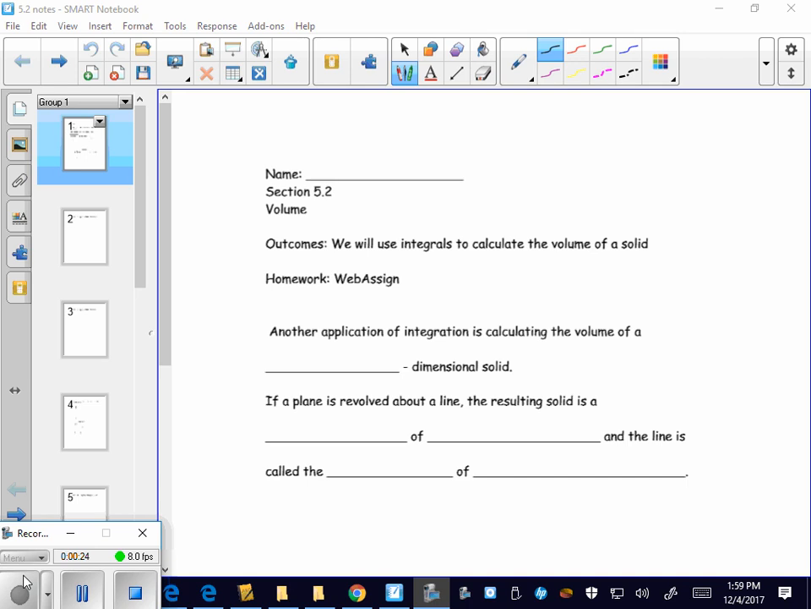Based upon what's already given. Okay, the first part we're going to do today is we're going to take something and we're going to show how to actually create the volume of the solid. We're going to create the solid and then find its volume.